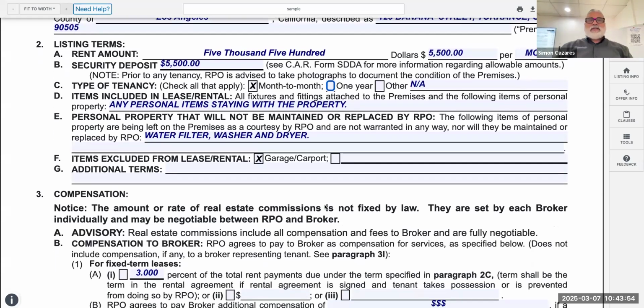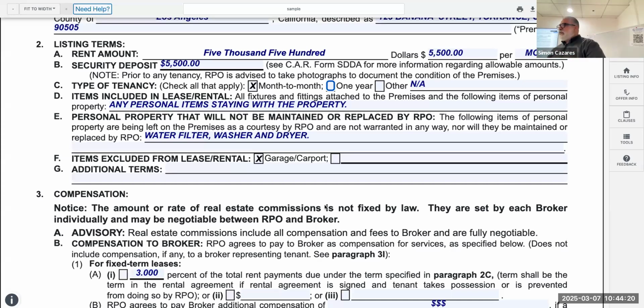So, items included in the lease or rental: all fixtures and fittings attached to the premises, and the following items of personal property. Here is what is going to be included as part of it. Any personal items staying with the property, right? It can be furniture, it could be televisions, it can be water filtrations, as an example. And we're going to touch on that a little bit more.